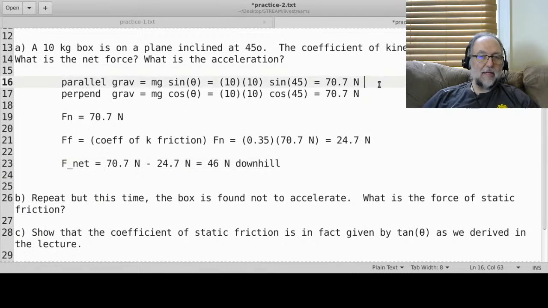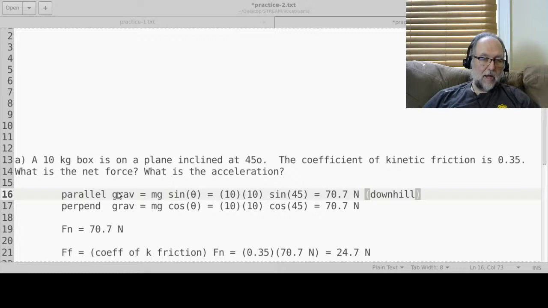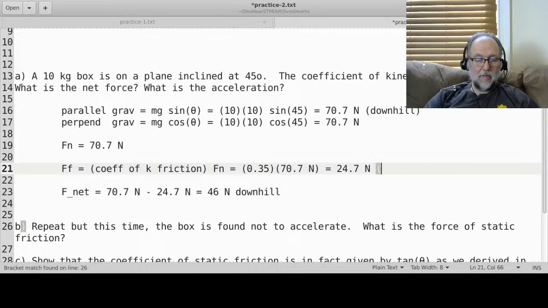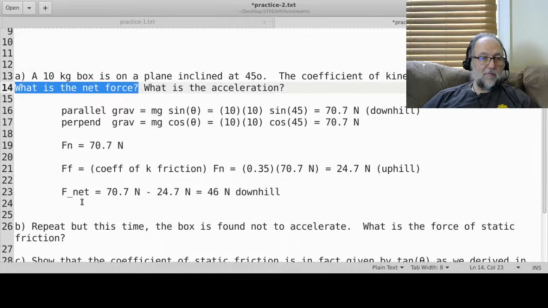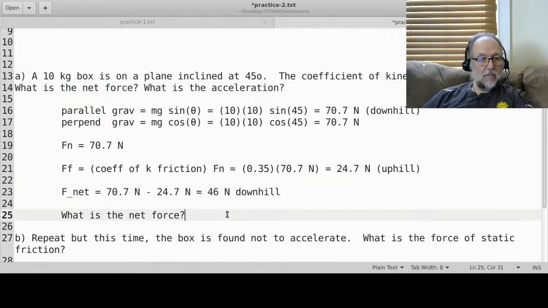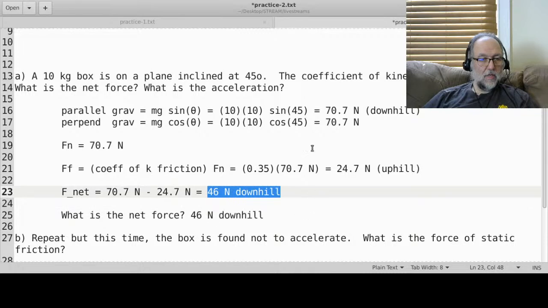Like if we were to put directions on this, I'm probably covering that. Oh, you can see it a little. Downhill, like that. It's covered up a bit. You could say that the parallel component is downhill, and the frictional force, which way is that? Uphill. Well, which one wins? Obviously, gravity downhill wins, and so it wins by 46 newtons downhill. So there you go. That answers the first question. That answers what is the net force, and the answer is 46 newtons downhill.